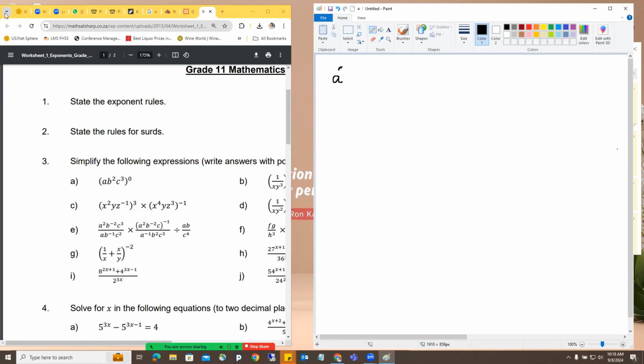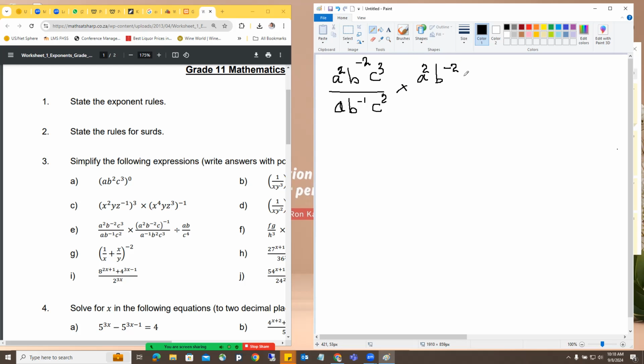Now, a squared b minus 2 c cube divided by a b minus 1 c squared, into... I got c over ab squared. Wait, I also have to do this. There's no answers given.